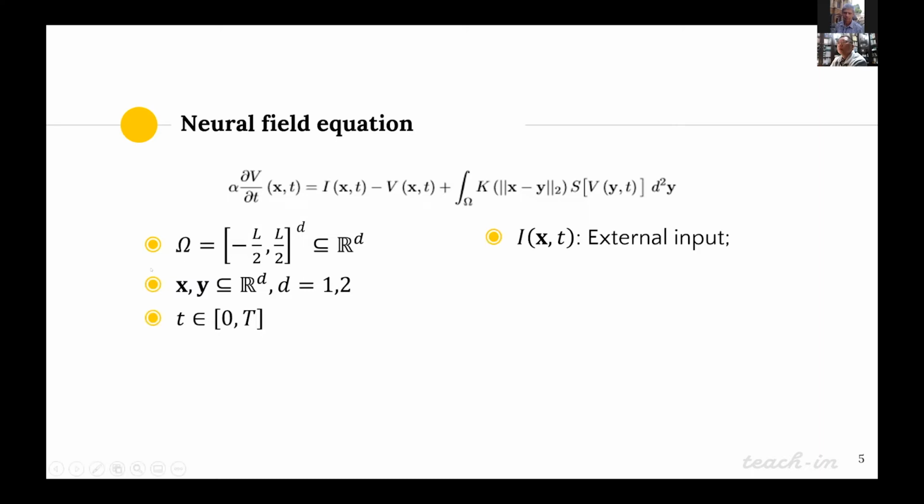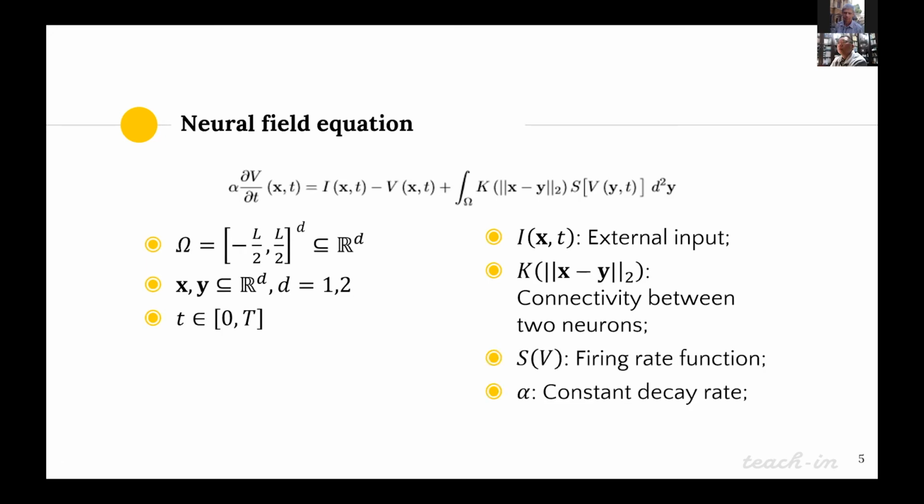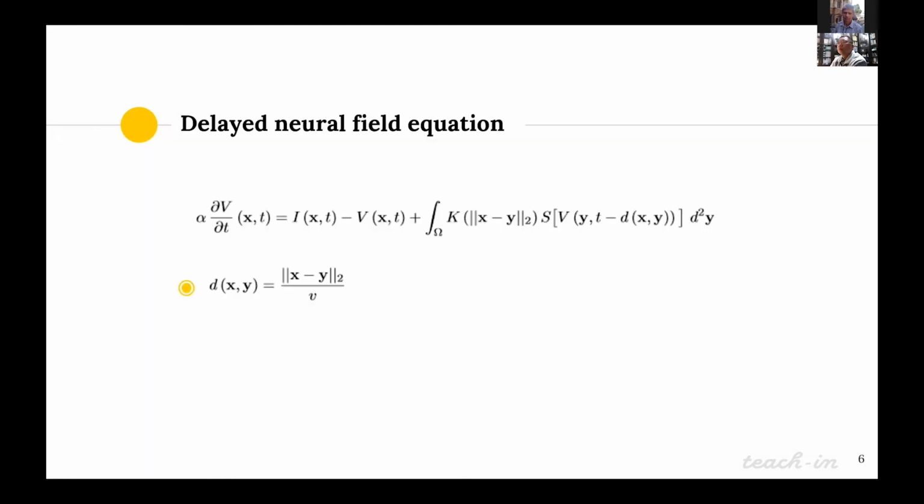And we are simulating the equation in a certain time interval 0, capital T. As I already said, I is the external input and K is the connectivity between neurons. Okay, so in many applications, the neural field equation is not enough to describe the essence of the process, because in the neural field equation, as I showed it before, we don't take into consideration transmission delay.